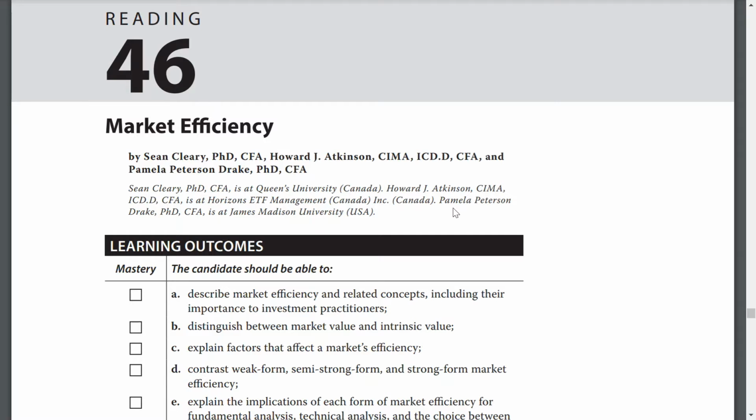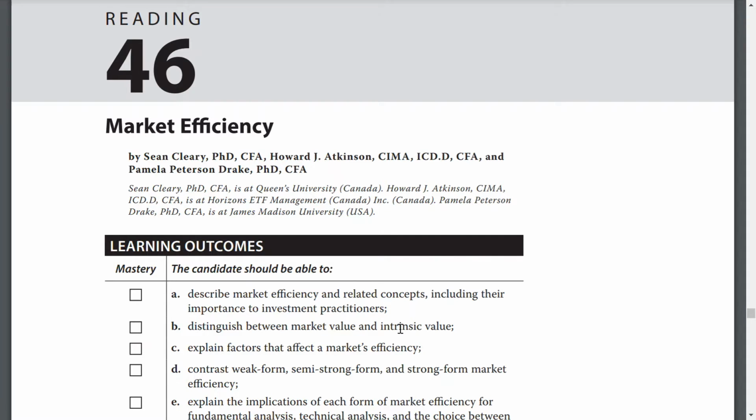Reading 46 of the CFA Program Curriculum, Level 1: Market Efficiency. Learning outcomes. The candidate should be able to describe market efficiency and related concepts, including their importance to investment practitioners.